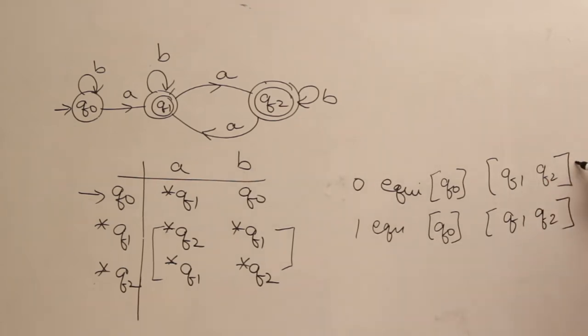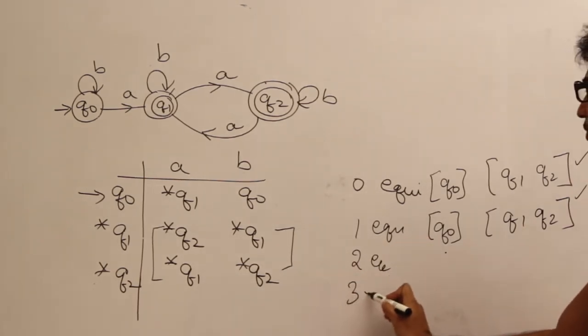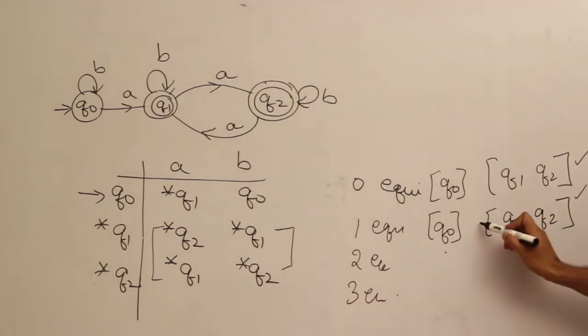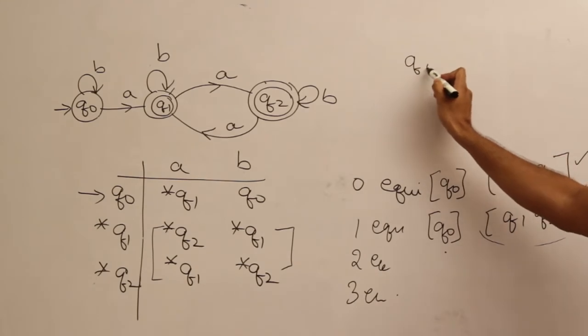So if there are two adjacent equivalences which are the same, then you can stop there. Even if you go to 2 equivalence, you will get the same. Even if you go to 3 equivalence, you will get the same, which means Q1 and Q2 have to be the same state. Now the answer looks like this.